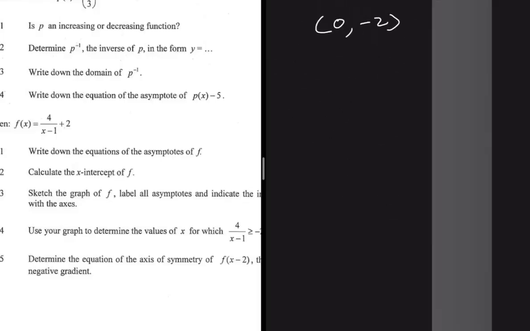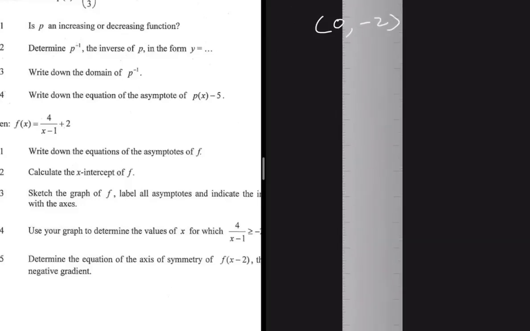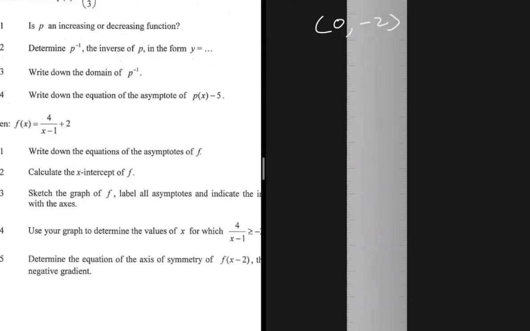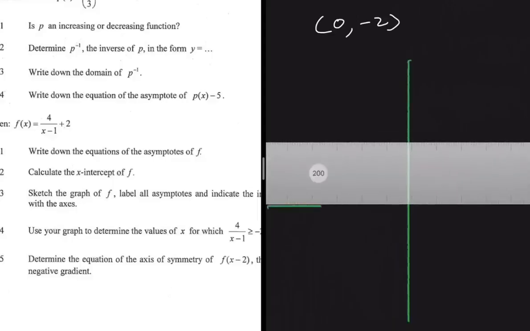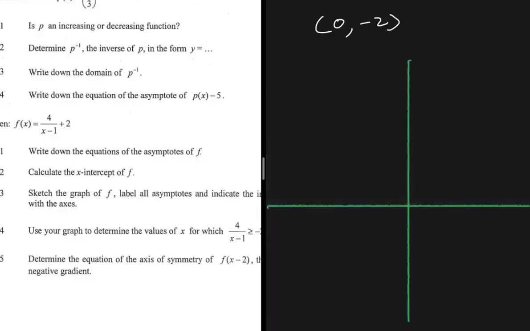So we need our axes, obviously. We cannot have it any other way. So there goes our y-axis and there goes our x-axis. The first thing we want to do is to put in our asymptotes. So let's just say this is 1, 2, 3, and then this can be minus 1, minus 2, minus 3. And then again for the y-axis, 1, 2, 3, minus 1, minus 2, and minus 3.